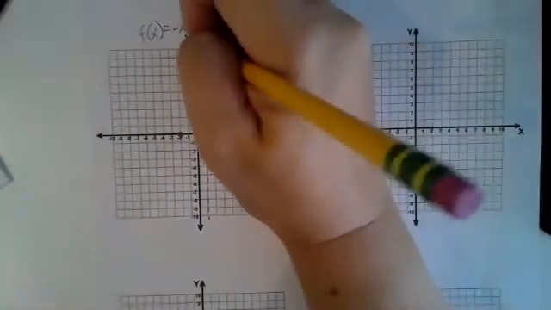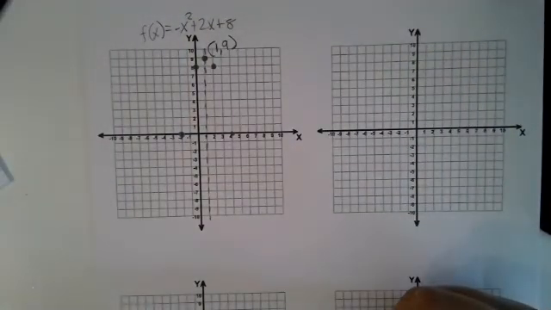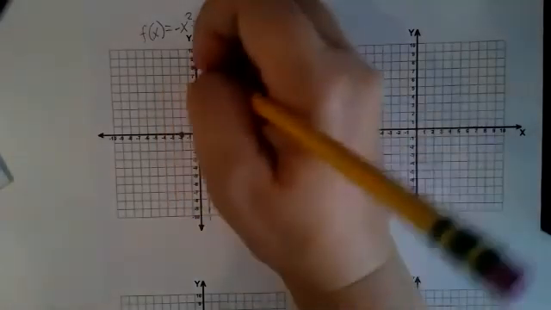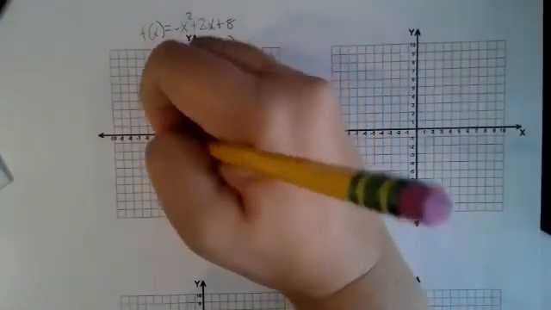Remember, we're supposed to be labeling our vertex. So my vertex is labeled here at (1, 9). And then the idea here is that I want to make a really nice U shape. Okay, more of a U, less of a V. However, we're doing this by hand, so it may not be perfect, right? So here's my U.